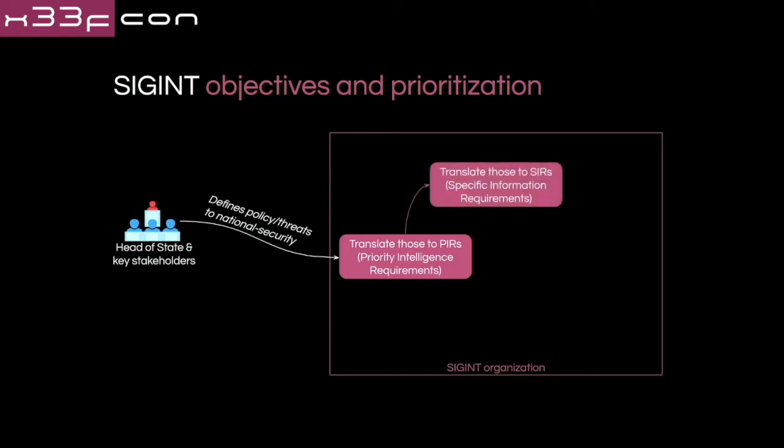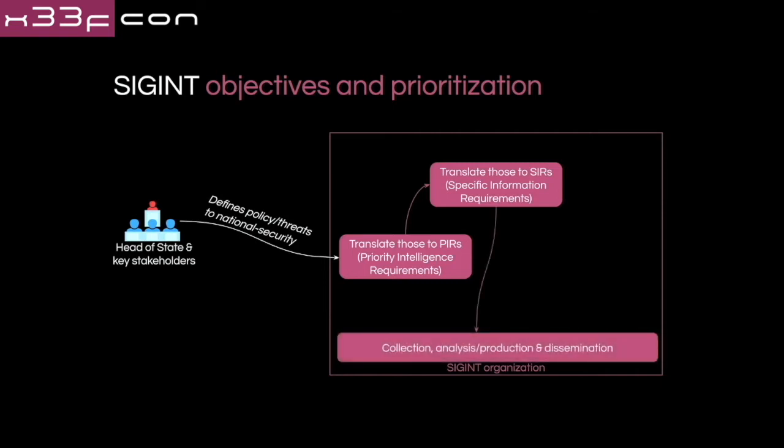In practice, this translates to SIRs, Specific Information Requirements, which are the specific pieces of information we need to answer those priority intelligence requirements. And all of that goes into the organization departments that mainly consist of collection, analysis and production, and dissemination. Throughout this process, certain things might happen that need additional information. Those are typically referred to as EEIs, or Essential Elements of Information, and those are for events of interest.